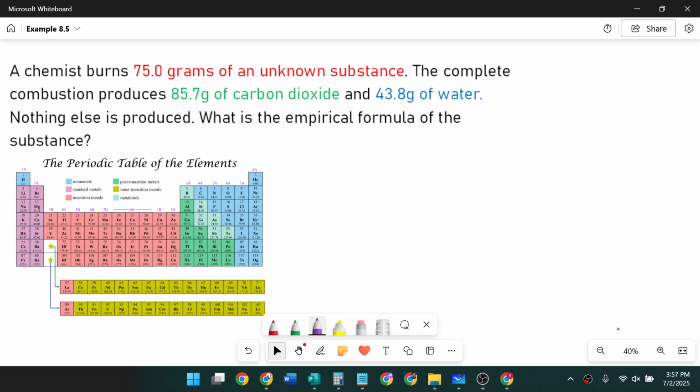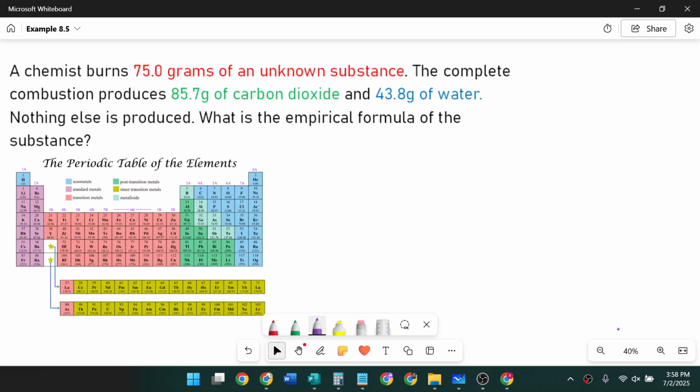This is example 8.5 from Discovering Design with Chemistry. A chemist burns 75 grams of an unknown substance. The complete combustion produces 85.7 grams of carbon dioxide and 43.8 grams of water. Nothing else is produced. What is the empirical formula of the substance?